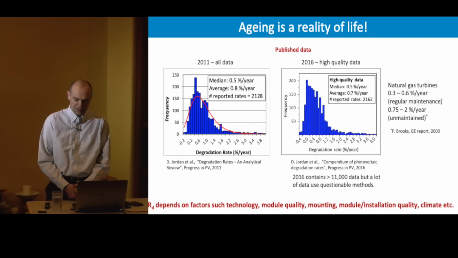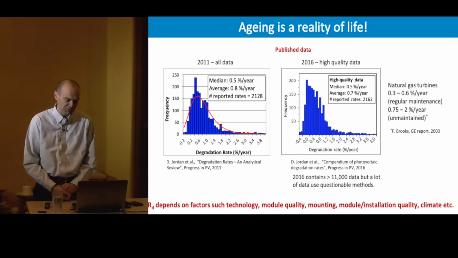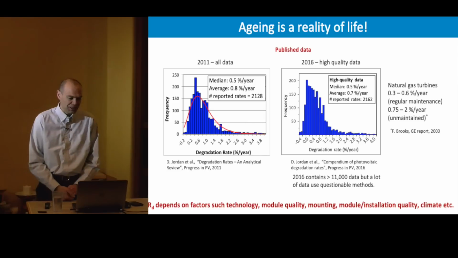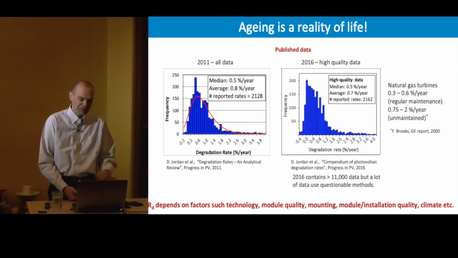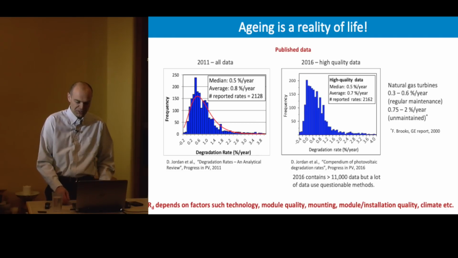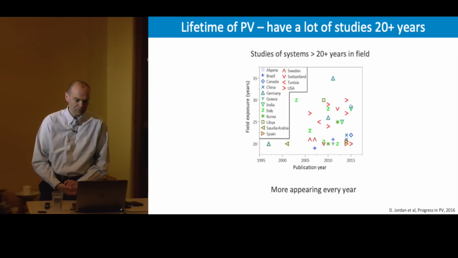But if you use data where you have a measurement before and after, the distribution is fairly the same. Interestingly enough, natural gas turbines degrade about in the same percentage range there. But for photovoltaics, the degradation rate depends on a lot of factors such as technology, of course, module quality, mounting, installation quality, and climate, and some of this I will talk about in the next slides.